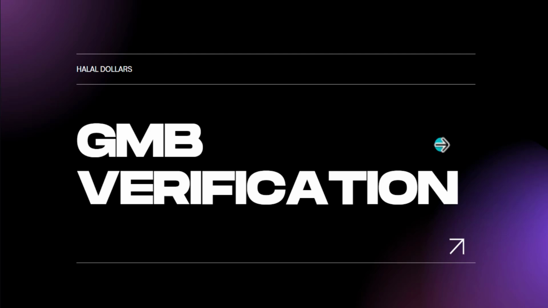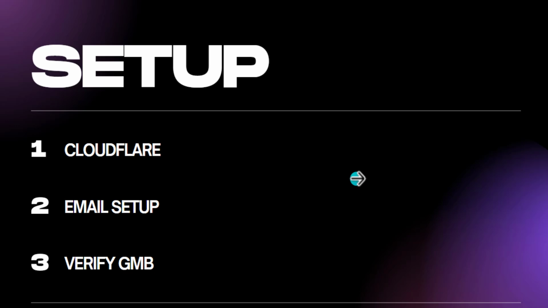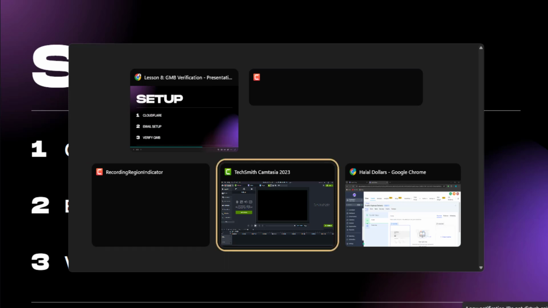First, we'll need our Cloudflare. We set up our Cloudflare account when we were setting up our domain, so we'll be needing it once again for our email setup. Once we are done with the email setup with Zoho, we'll go ahead and verify our Google My Business account. So let's head to Zoho first.